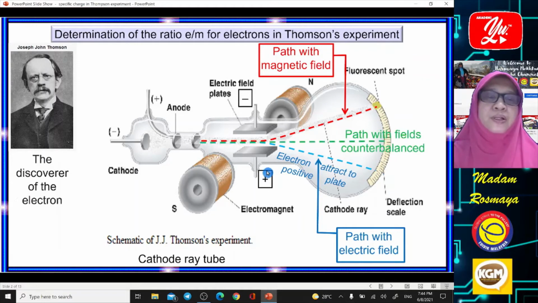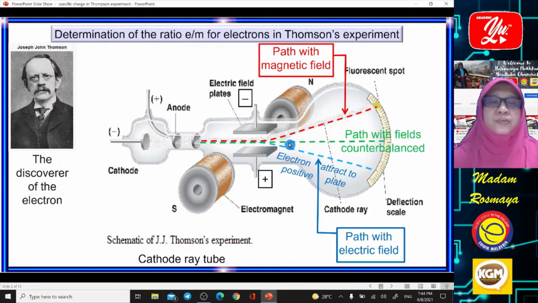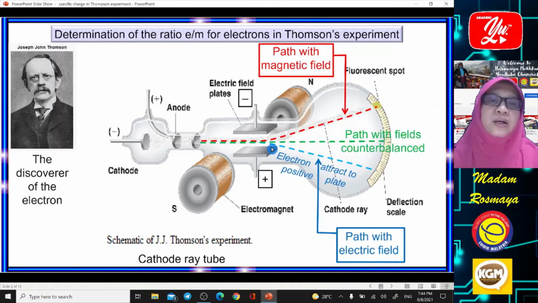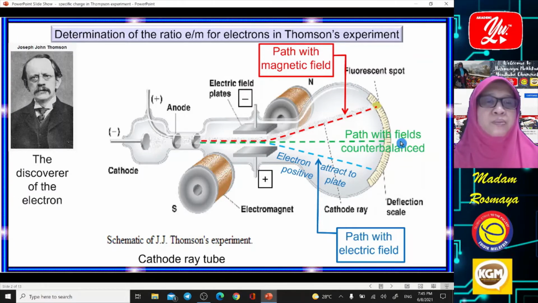Okay, if we switch on both the magnetic field and the electric field, and we adjust the strength of the magnetic field and the electric field, we can adjust until the electron manages to flow in a straight path. This is the path where the magnetic field and electric field counterbalance.